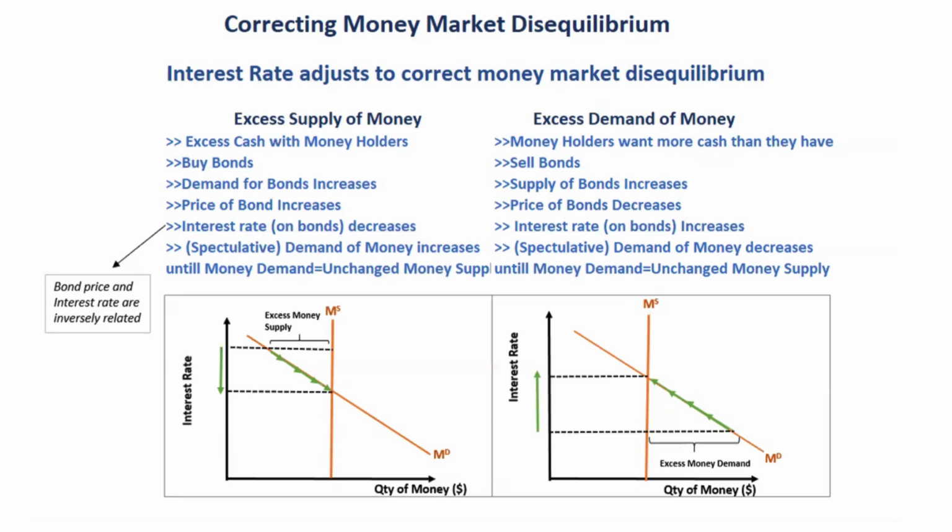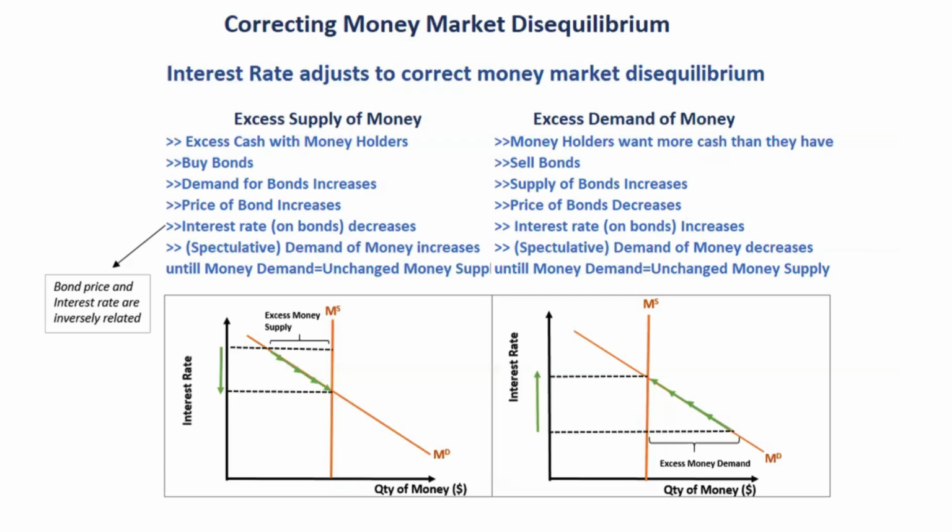Now, when we have an excess supply of money, there's excess cash with money holders, so they're going to use that excess cash in order to buy bonds. So the demand for bonds is going to increase, which is basically going to cause a rightward shift in the demand curve for bonds in the bonds market, and thus the price of bonds increases. Now, price of bonds and interest rates are inversely related to each other. So as the price of bonds increases, the interest rate on bonds is going to decrease.